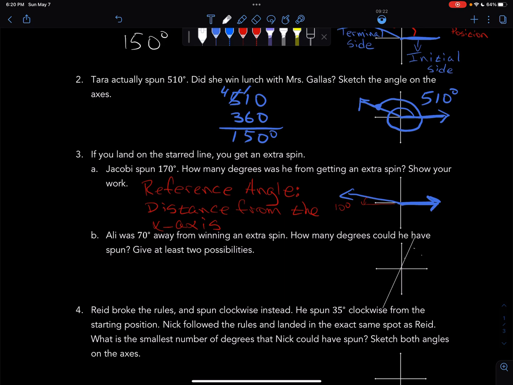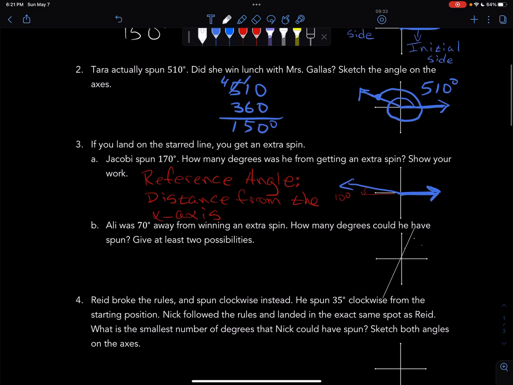And then if we think about this, if we do 180 degrees, right? So our 180 is over here, and we subtract 70. We're going to get 110 degrees. So we started with 70 degrees from here. And we're doing 180 minus 70 to get 110 degrees.